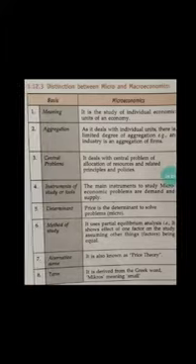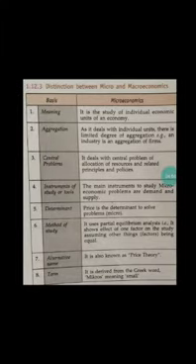Our sixth basic, method of study. Microeconomics has partial equilibrium and macroeconomics has general equilibrium. The method of study in microeconomics is partial equilibrium and the method of study in macroeconomics is general equilibrium.